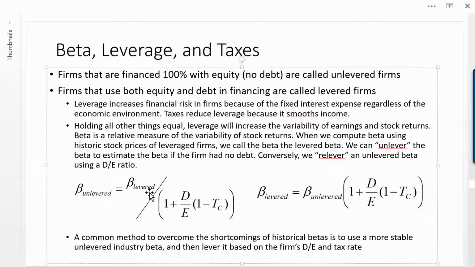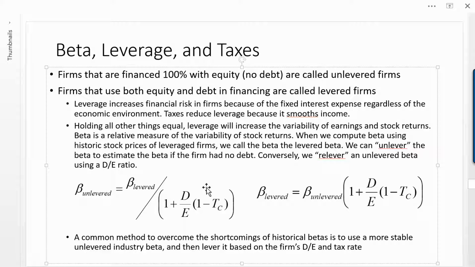That if you took Walmart's beta historically, now historically Walmart has had debt, we call that its levered beta, and divide by 1 plus the after-tax debt to equity ratio, that would be the beta of Walmart if they got rid of all their debt.